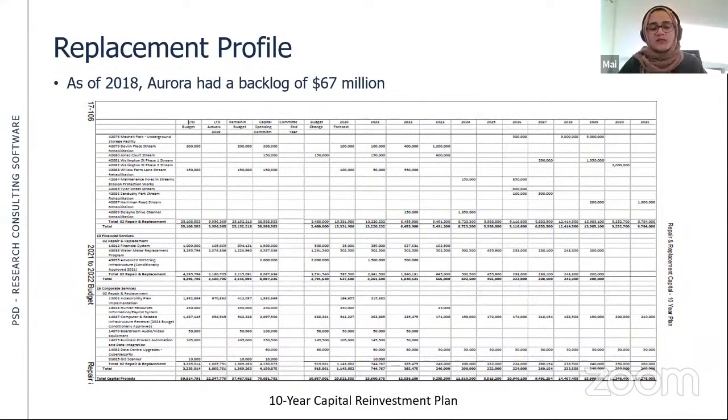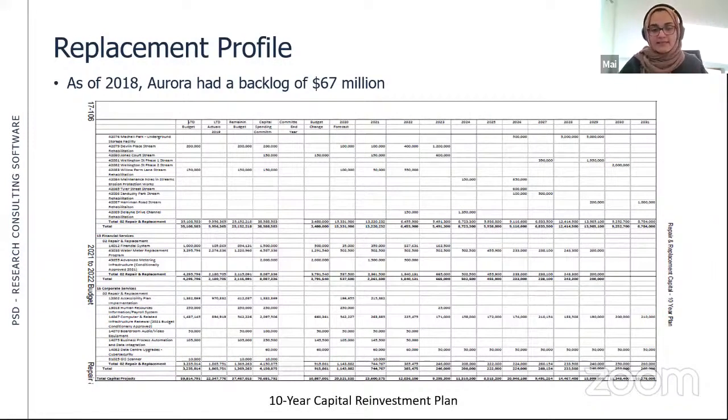That's very important. As of 2018, Aurora had a backlog of $67 million. This backlog can fluctuate. It is based on what kind of activities the town focuses on.